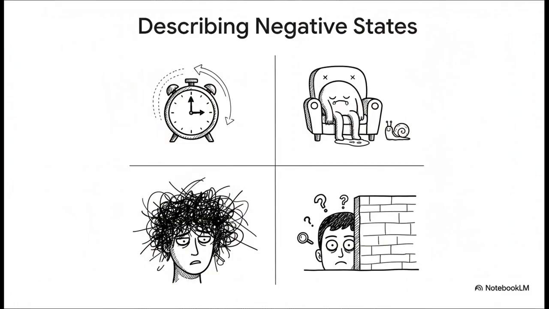Let's look at 4 words for, well, not so great states. First, tedious. A task is tedious if it's super long, slow, and boring, like copying numbers into a spreadsheet for hours. Next is sluggish. This is the perfect word for that feeling when you have zero energy. Maybe you didn't sleep well and you feel sluggish all day. Hysterical describes a state of wild, uncontrolled emotion. It could be hysterical laughter or hysterical crying. And finally, suspicious, which connects back to that verb suspect. It's that feeling you get when you just don't trust something.